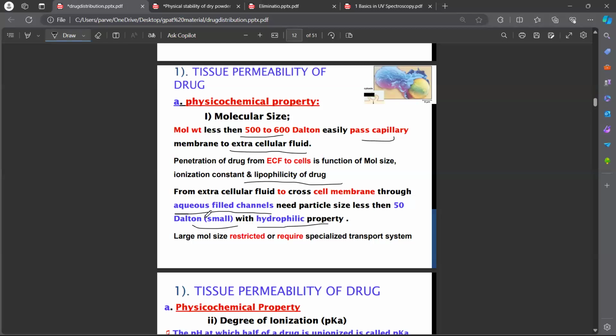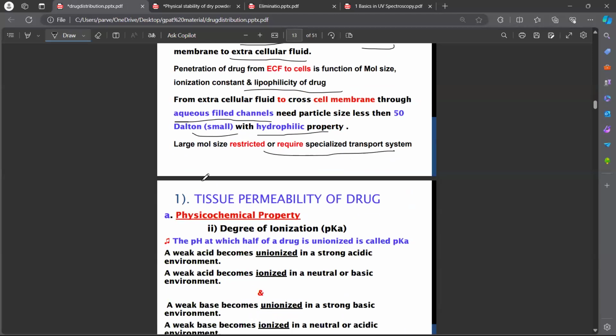What is the driving force for the transport through the aqueous filled channel, guys? What driving force causes the transport of the drugs through the aqueous filled channels? Hydrostatic pressure. Great, Vivek. Great, Chintu. Generally, a larger molecular size restricts permeation or requires specialized transportation. As I mentioned, larger molecules have more difficulty in permeation when compared to smaller molecules.